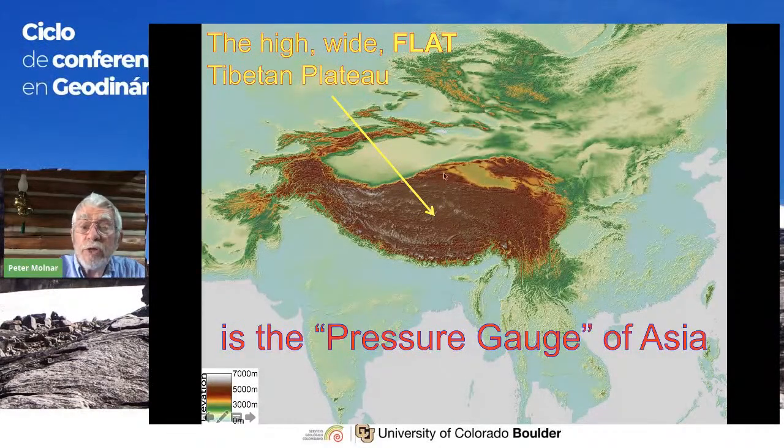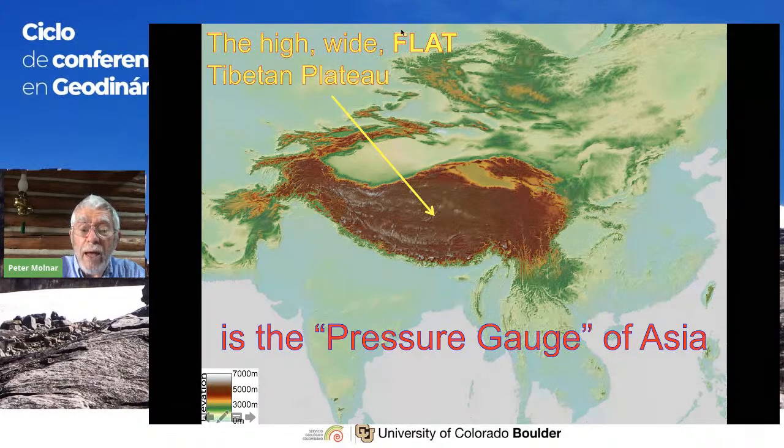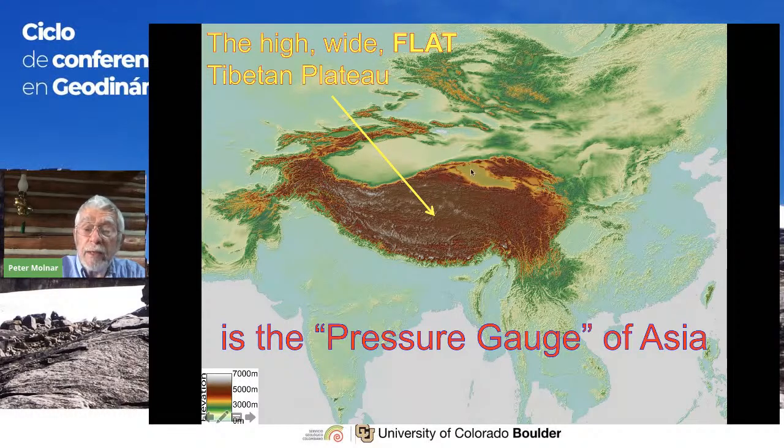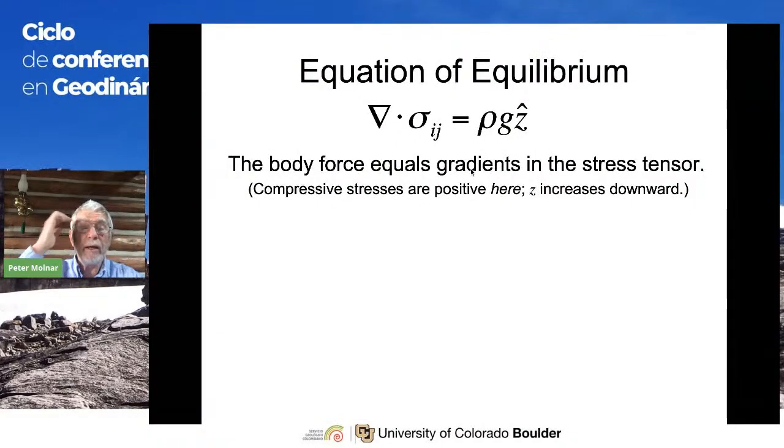So Tibet is a good example. This is the Tibetan Plateau, and it's high, almost 5,000 meters, and it's wide. It's 1,000 kilometers across the north-south. Here it's 2,000 kilometers east-west. It's very flat, and we look at this as the pressure gauge of Asia. This reached a limiting height, and instead of growing higher, it grows wider with time. This is what we think. I'm not going to show you evidence of that, certainly not today, but this is what we think.